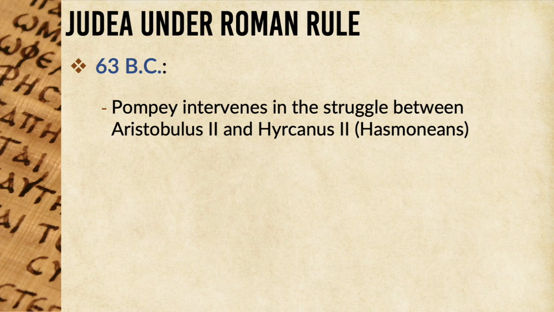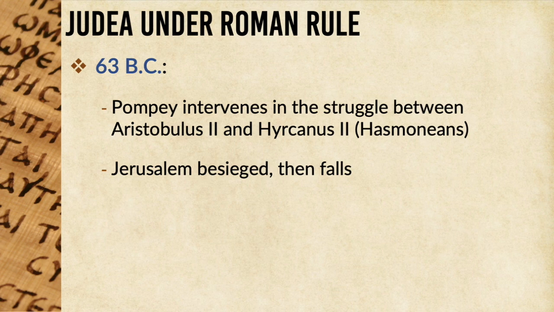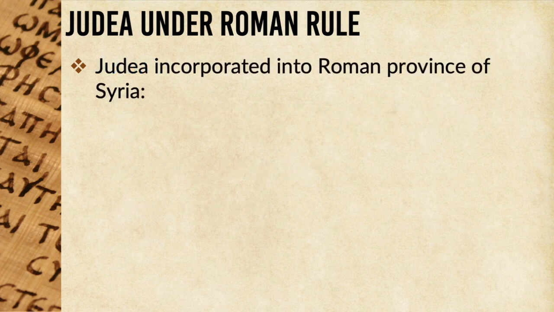So when we talked about the Seleucids and the Hasmonean kingdom, we talked about these two, Aristobulus II and Hyrcanus II, and the struggles going on between them. Pompey intervenes in that struggle. In the course of that, the city of Jerusalem is besieged, and then it falls. In the fall of Jerusalem, about 12,000 Jews are killed, and then Judea is incorporated into the Roman province of Syria. I do see that we have a question, and I am going to get to that directly. But let me finish up this slide and the next slide first, and then we'll go back and get that question. So Judea is incorporated into the Roman province of Syria.